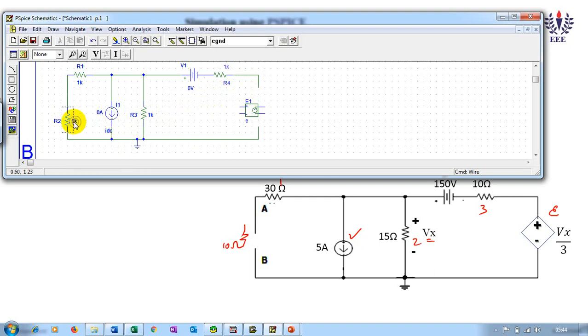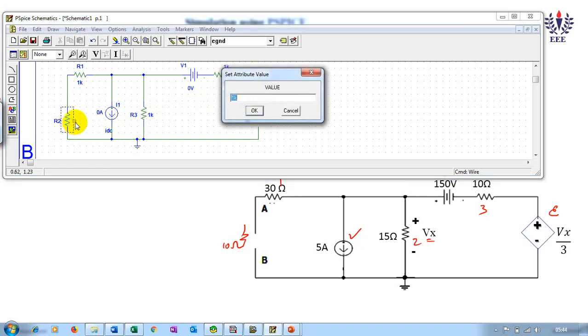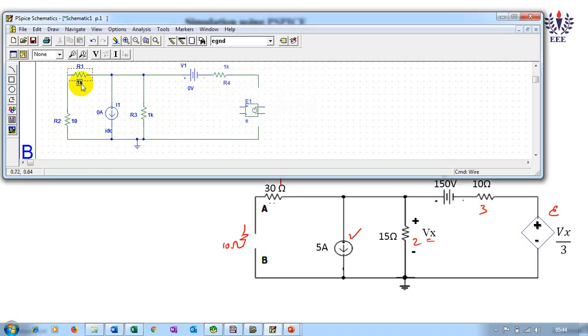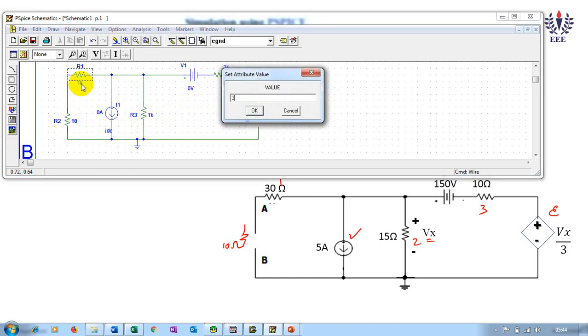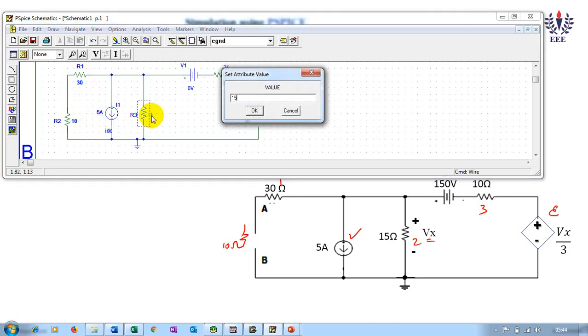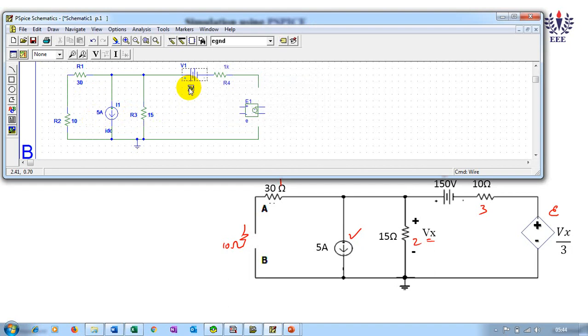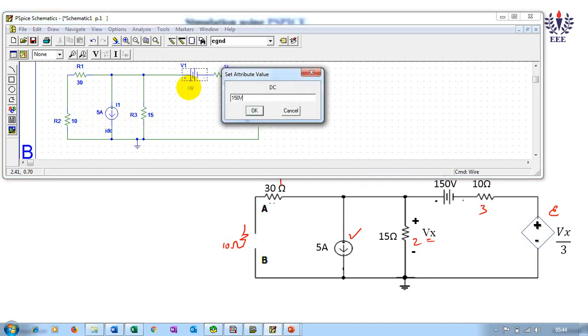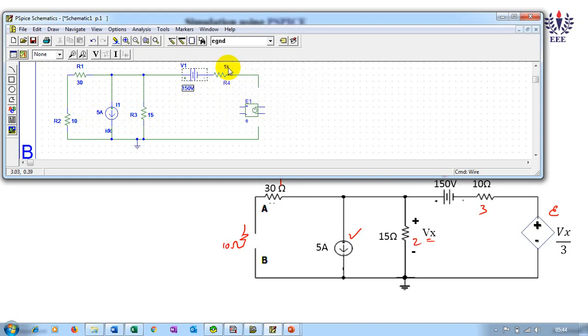Let us value them. This is 10 ohm, this is 30, this is 5 amperes, this is 15 ohm, this is 150 volt, this is 10 ohm.